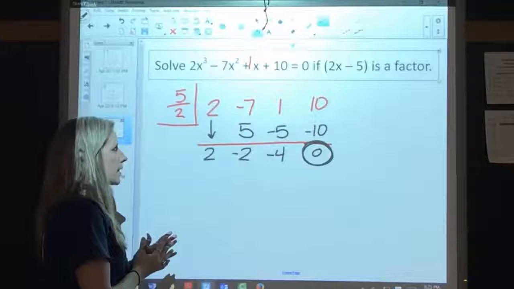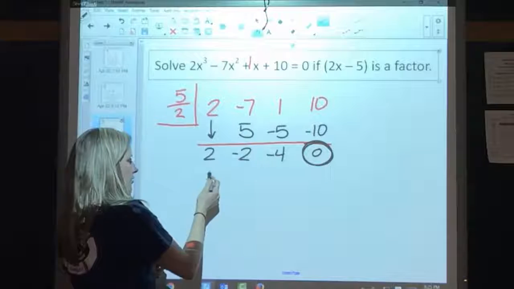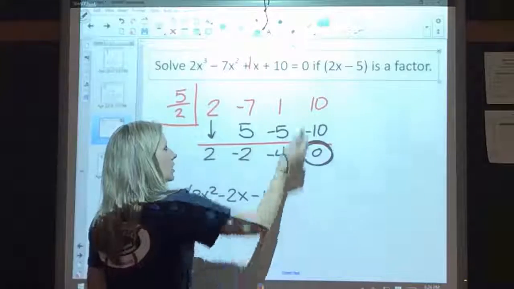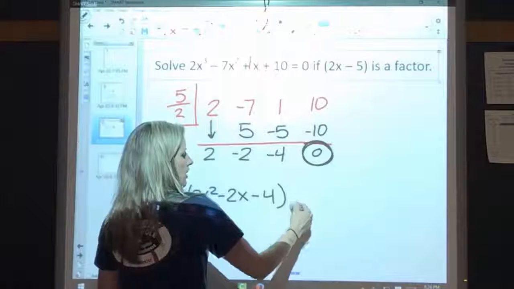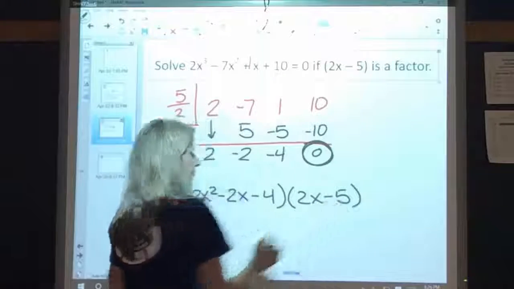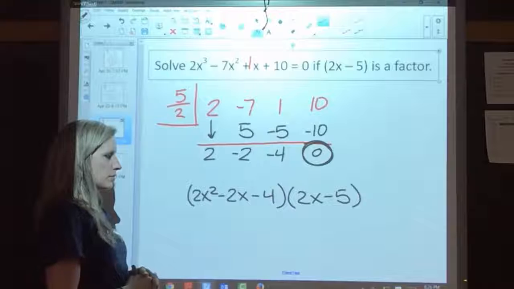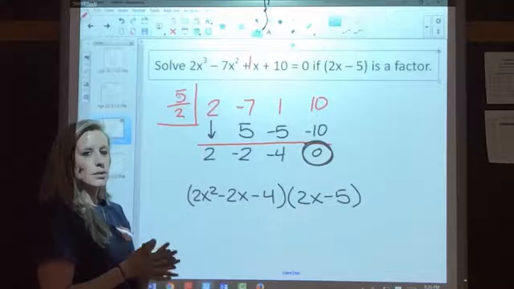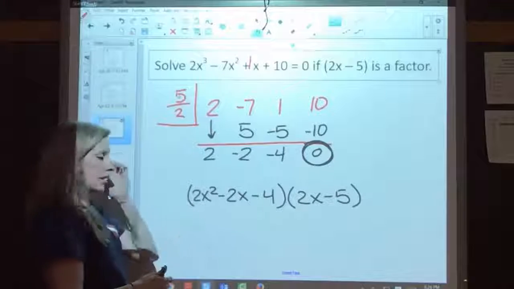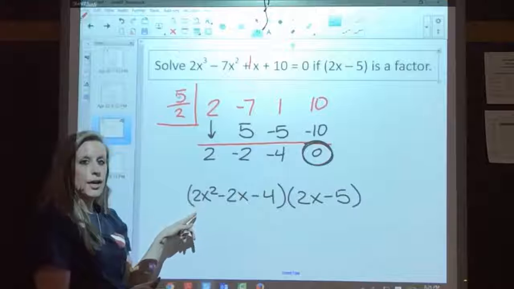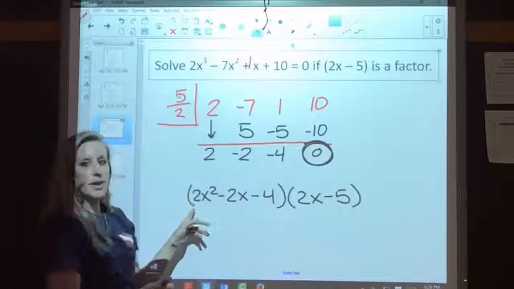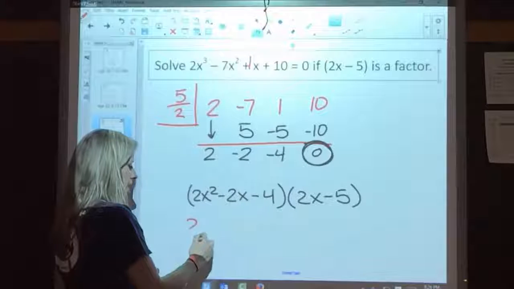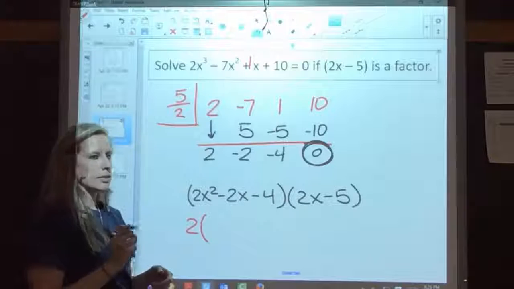All right, so I'm going to rewrite this. This is 2x squared minus 2x minus 4. And one of my factors it told me was 2x minus 5. Okay, so I'm still not done yet because I have an x squared here. Okay, so see how there's a number in front? Ask yourself, is there a greatest common factor in these three terms? And there is. A 2 goes into all three. So I'm going to take out a 2, and it's going to make factoring easier.